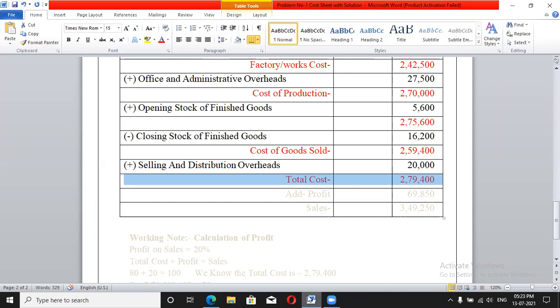2,79,400. This is the total cost for the production. This is the total cost for producing the goods. After knowing the amount of total cost, then in the market we sell this product above that cost.